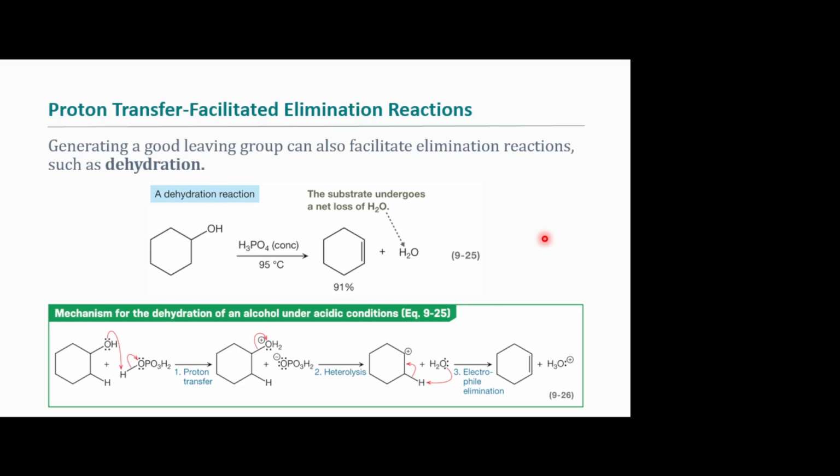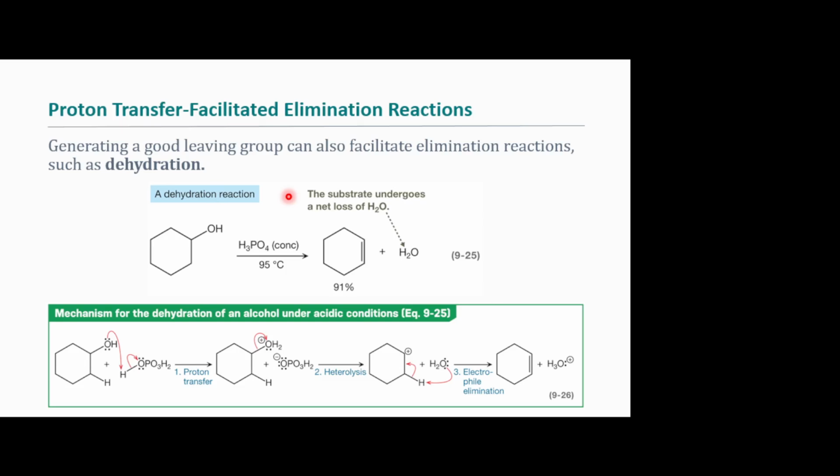Now, our proton transfer, this is going to be a proton transfer facilitated elimination reaction we're going to look at next. And so this is actually going to give you your elimination. Now, getting a good leaving group can also facilitate elimination reactions like a dehydration. Has anybody heard of dehydrations before? Maybe in biology? Yeah, dehydration is a very common reaction you would see in biology, actually. In fact, the same mechanism we're going to talk about is very common in biology.